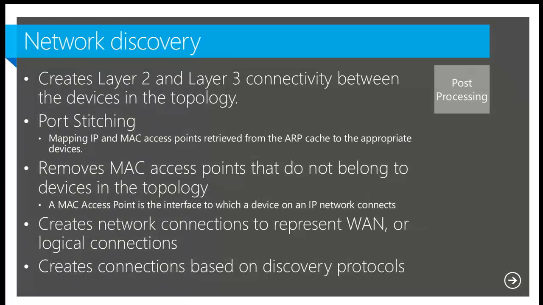So in the post-processing, the third phase, we create layer 2 and layer 3 connectivity between the devices in the topology. We do port stitching, again, physical and virtual. You need to have an agent on the box you're monitoring. You need to add the network equipment, but better together, we stitch them based on IP and MAC address retrieved from both devices. We remove some MAC access points that don't belong in a topology. We create network connections to represent the wide area network or some logical connections, and we create all the other connections to show you this map, this spider web, if you will, of your network, and I'll show you that in a demo on what you actually get to see from the device.